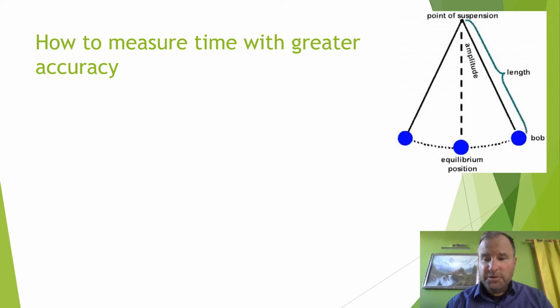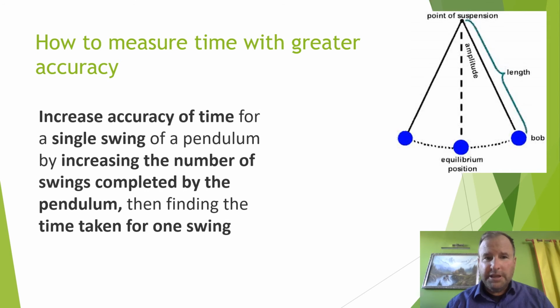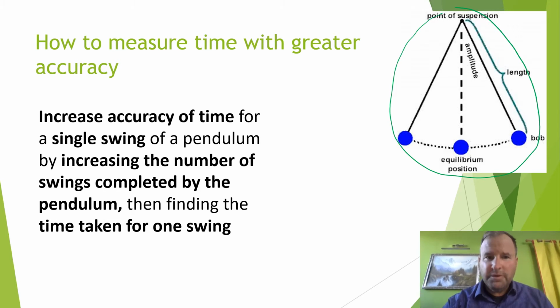How to measure time with greater accuracy. Here we'll be looking at a pendulum. Increase the accuracy of the time for a single swing of a pendulum by increasing the number of swings completed by the pendulum. Then we can find the time taken for one swing. So what does that mean here? If I do it in a different color, I'm going to say red. This will be a swing starting from here, so it goes here, and then we come back, and that'll be the finish. So that's one full swing of a pendulum.